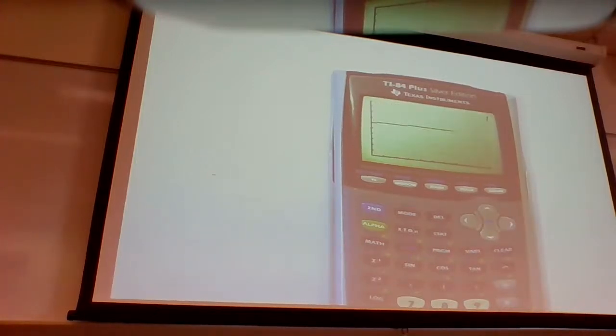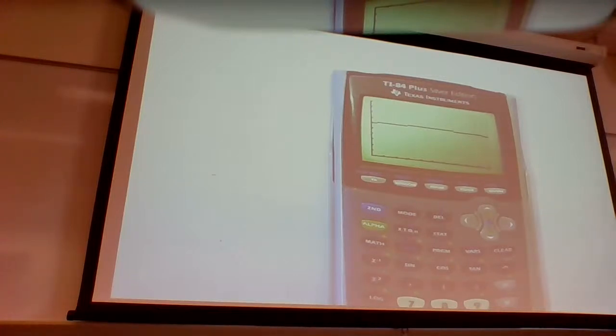Now, using the calculator, find the maximum. So again, we did it. We practiced it. Now, do you remember how to do it? The more examples we do, the better you'll get at it.